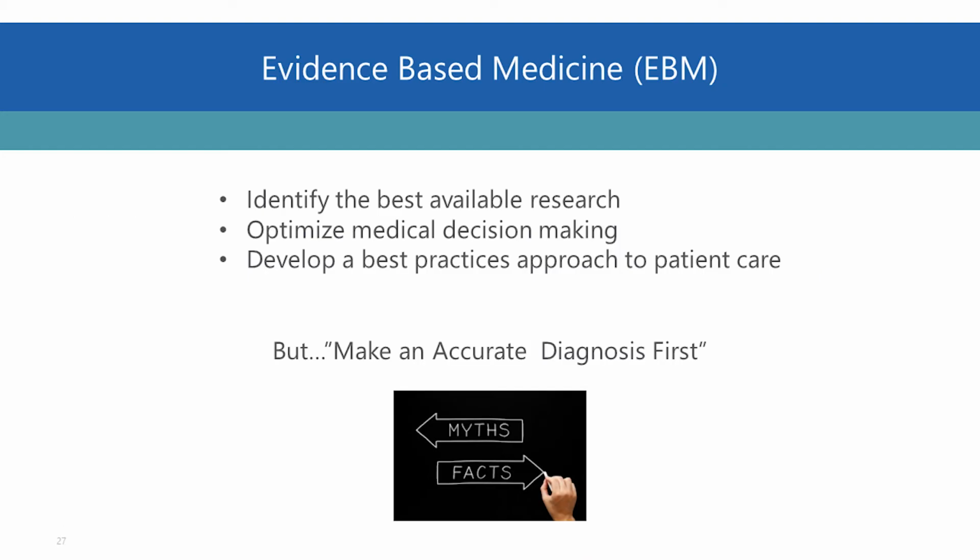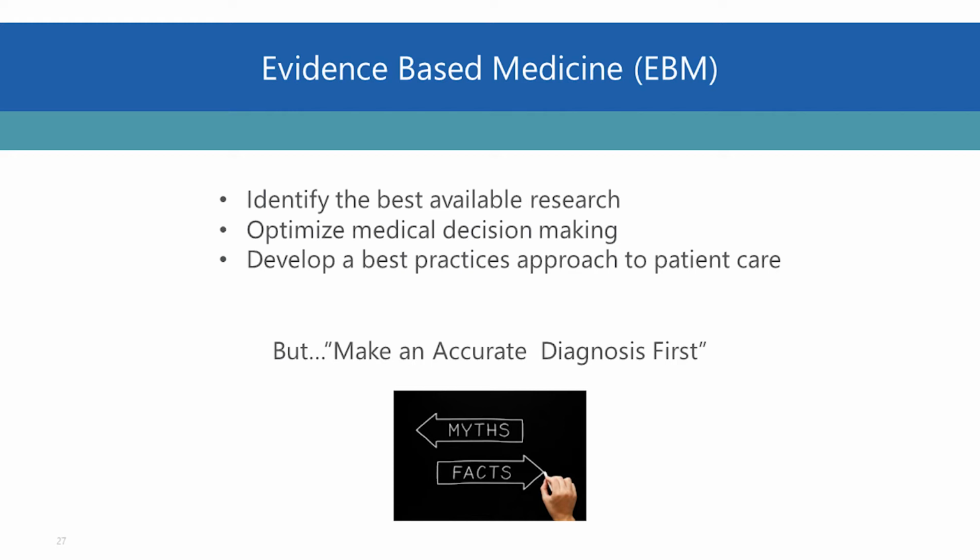How does one execute on evidence-based medicine? Well, we have to first identify the best available research. We have to use this research in order to optimize our medical decision-making. And then we use this information to develop a best practices approach to patient care. That is, in effect, evidence-based medicine. However, you have to make an accurate diagnosis first. If you don't make an accurate diagnosis, then all of your evidence-based medicine, you can throw it out of the window.